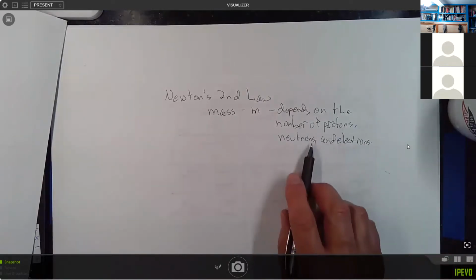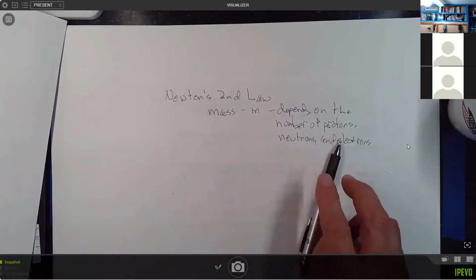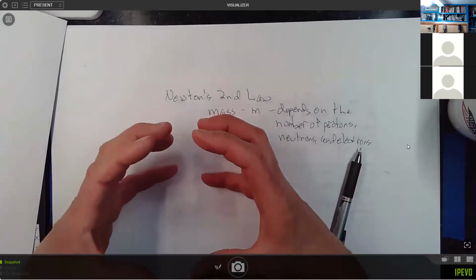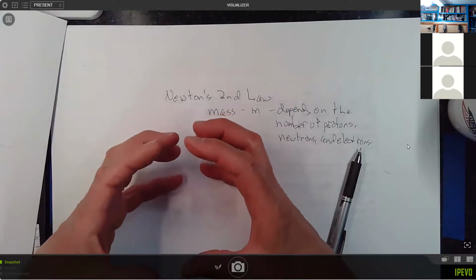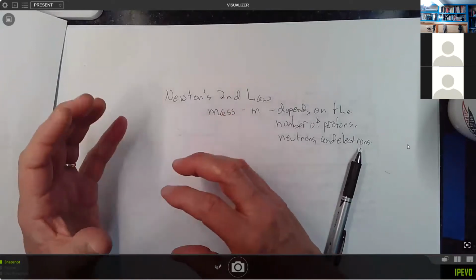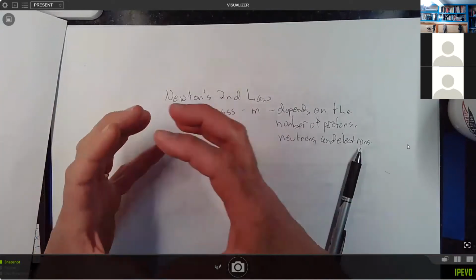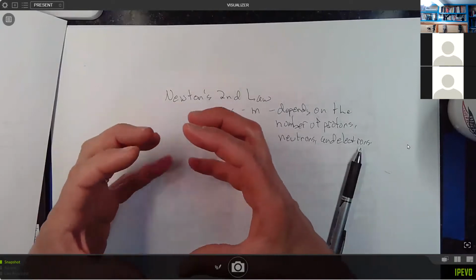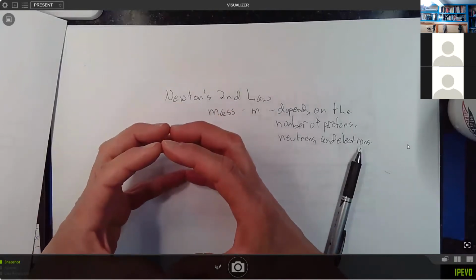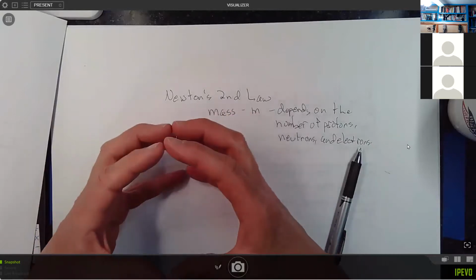But that's what mass depends on. It is not the amount of space that something takes up. That's the volume of it. You can have a relatively small number of protons, neutrons, and electrons that take up a large amount of space, like in a styrofoam ball.